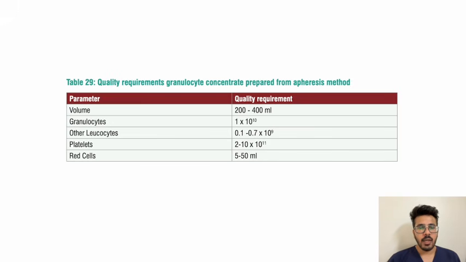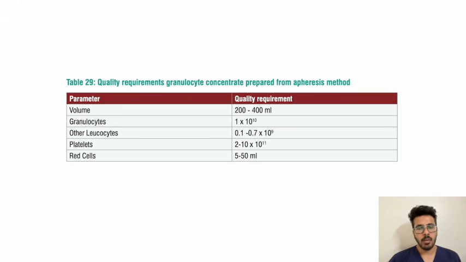So what is the quality control of the apheresis granulocyte product, and what is the shelf life of this component? These are the QC guidelines recommended by DGHS for granulocyte concentrate, which is prepared from apheresis method. The volume should be 200 to 400 ml. The granulocyte count should be 1 into 10 power 10 per unit at minimum.